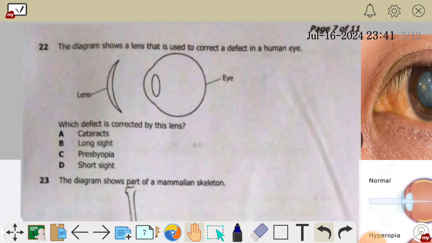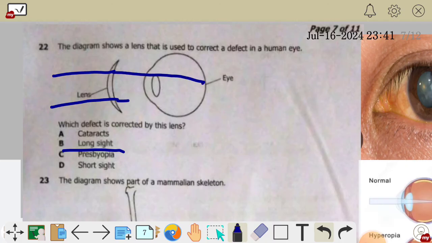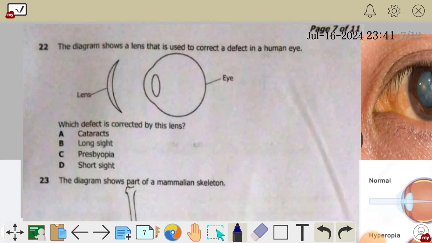Okay, so now in our question here, in the diagram we have a convex lens, so this is done in long sight. So the correct answer here is B. That lens there is to correct the long sight. So when the rays of light come, they will be focused here on the retina. Why? Because we have a problem of long sight. So the correct answer here is B.